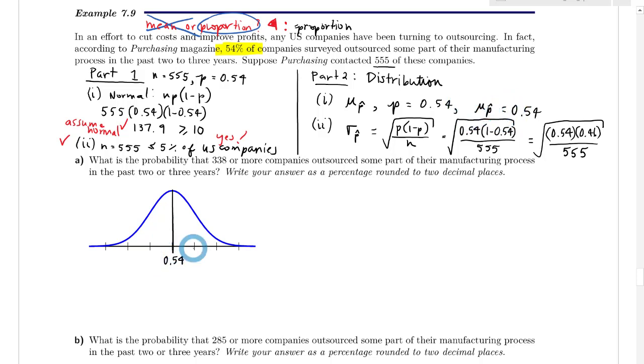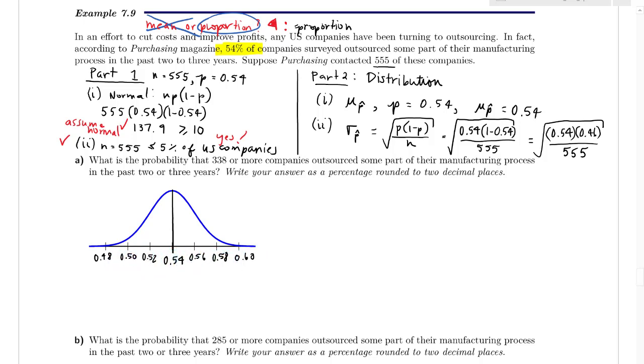And then we'll mark the 3 standard deviations away, which I already did ahead of time. So it'll be 0.48, 0.50, 0.52, and then on the right side 0.56, 0.58, and then 0.60. And we really want to label these.